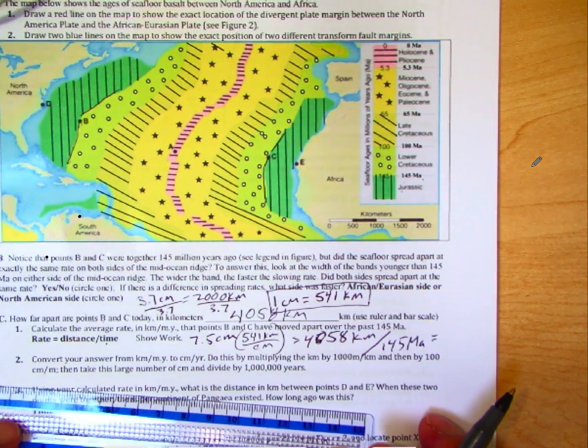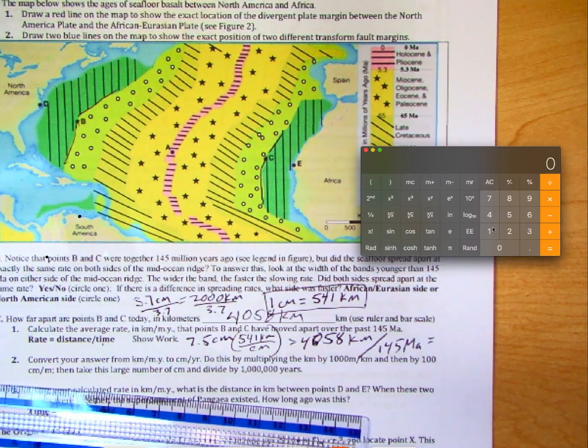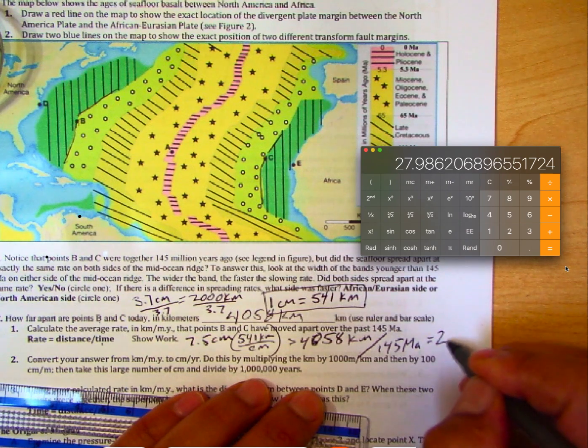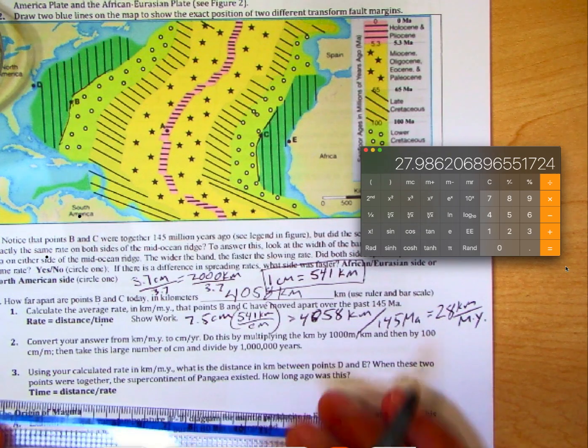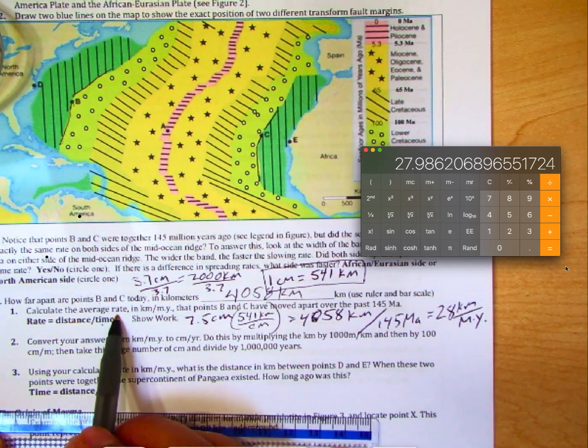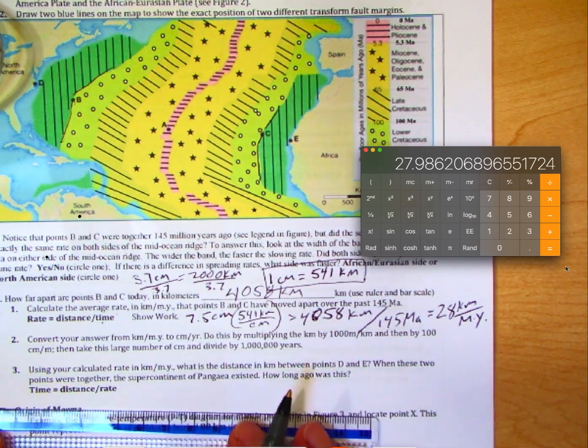So let's do that there. So we got the 4,058 kilometers divided by the 145 million years. And that's going to equate to about 28 kilometers per million years. So we get 28 kilometers per million years. Right, so we've just solved this first problem. We calculate the rate, and it says 145 right there.